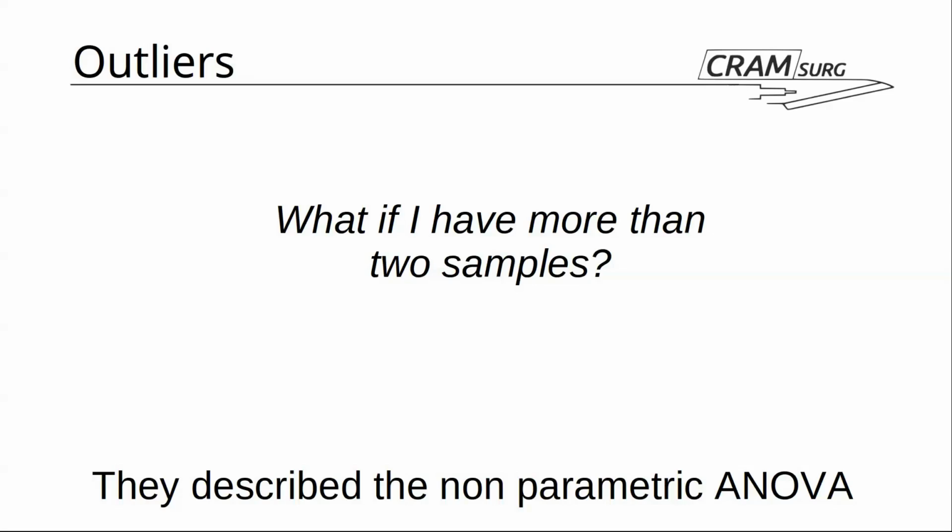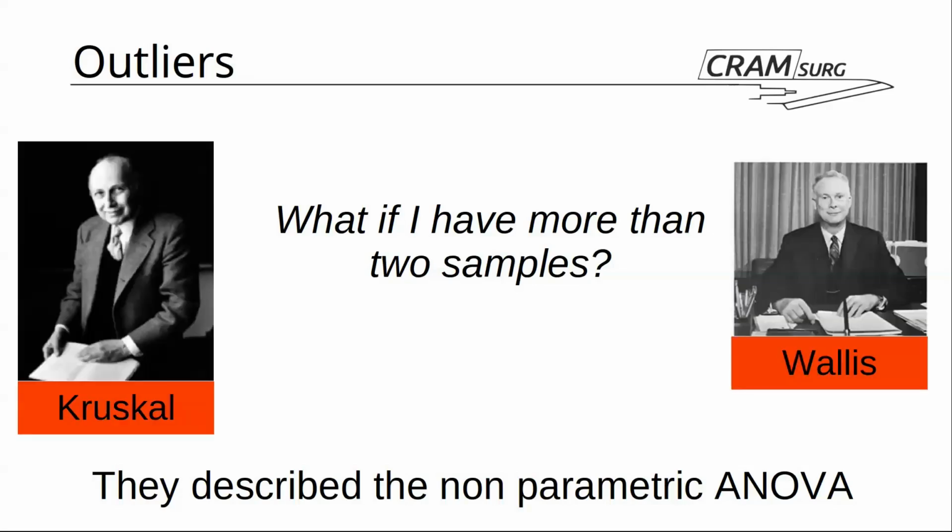Excellent. So after all this chit-chat, we are now in a situation where we know how to run a non-parametric test when we have two samples. But what if we have more than two samples? Well, we need to ask the help of Kruskal and Wallis. These are two American guys. They worked in the same university for a rather long time, and they described together the equivalent of ANOVA but for non-parametric distributions, also known as the Kruskal-Wallis test.